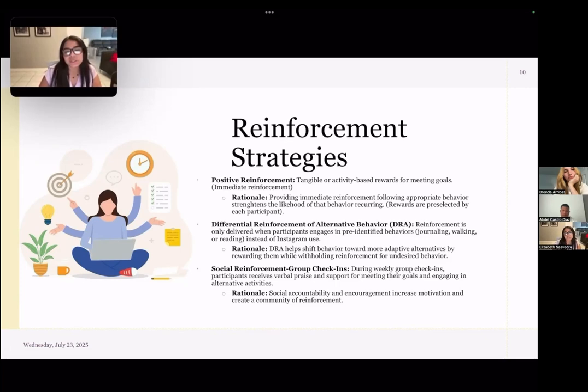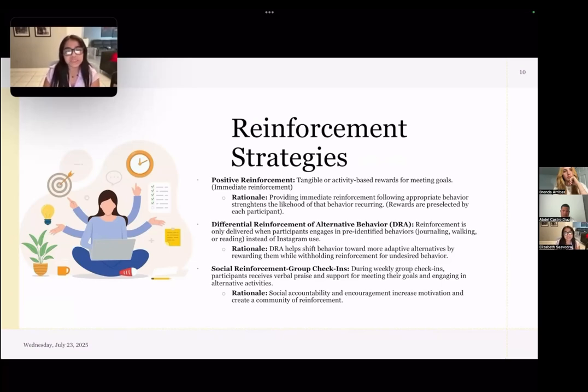The second strategy that we're using is DRA, differential reinforcement of alternative behavior. This is reinforcement that is only delivered when we engage in one of the pre-identified behaviors. And we actually have three of those options: journaling, walking, or reading. So every time we engage in these behaviors, we are able to get reinforcement. Basically, DRA helps shift the behavior towards more adaptive alternatives by rewarding them while withholding reinforcement for undesired behavior.